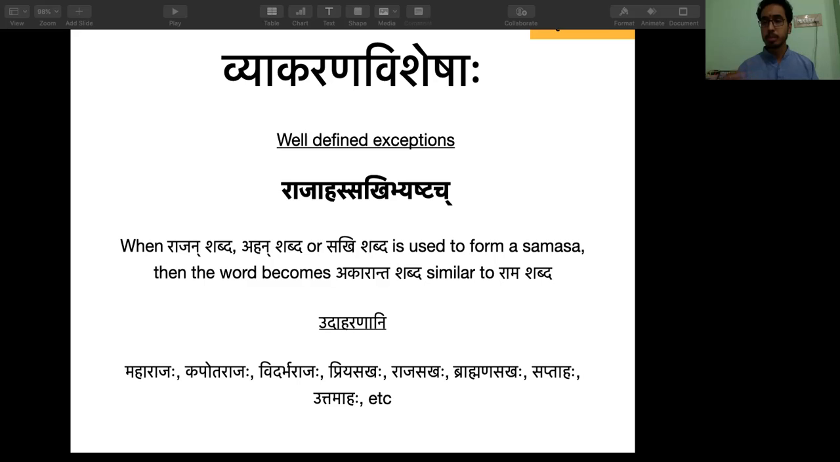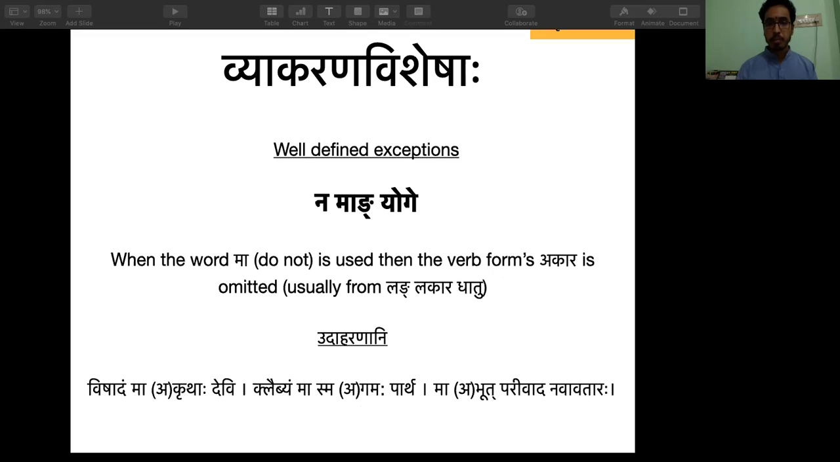Uttamaha, again, that is used in our Shastras, is also similar to Rama Shabda. Rajaha Sakhibhyash Tach: when Shabdas like Rajan Shabda, Ahan Shabda, Sakhi Shabda are used to form a Samasa, the compound word obtained at the end of the Samasa will become Akaranta Shabda, similar to Rama Shabda. Any doubts in this rule?